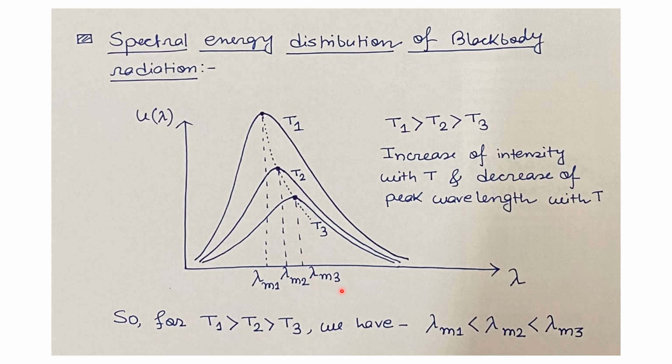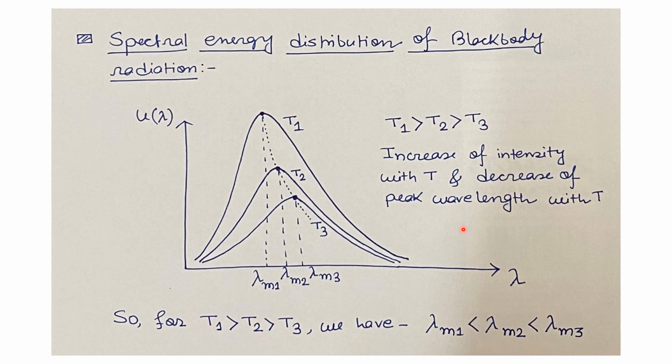We can see as we are going from lower temperature T3 to higher temperature T1, the peak value is getting blue shifted. That is, the peak wavelength is getting decreased. So this is known as blue shift. So for T1 greater than T2 greater than T3, we have lambda m1 less than lambda m2 less than lambda m3.